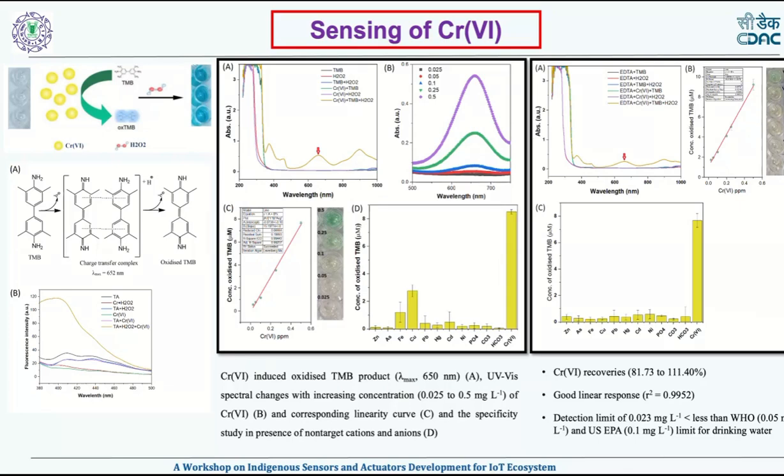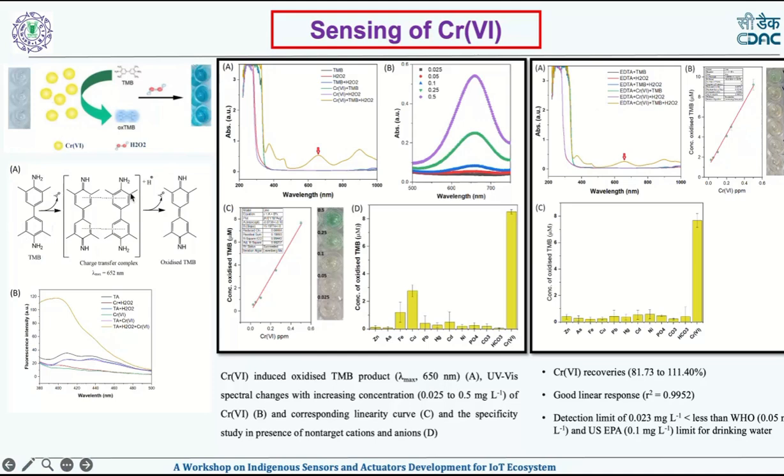For this we have used an enzyme substrate called TMB, tetramethyl benzidine. In the presence of peroxidase enzyme and hydrogen peroxide, it forms oxidized TMB. This oxidized TMB is blue in color. You can see in the panel that TMB is colorless, and if we oxidize it in the presence of the enzyme complex, it forms a blue color complex.